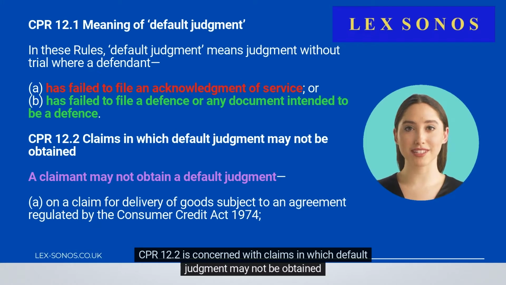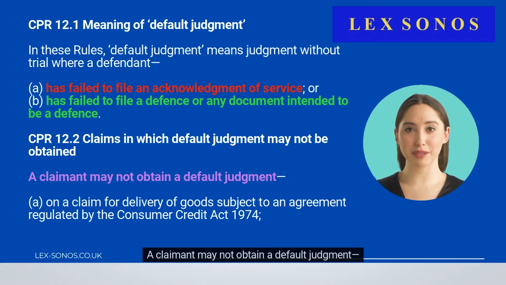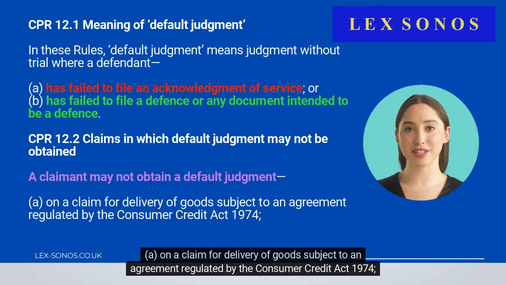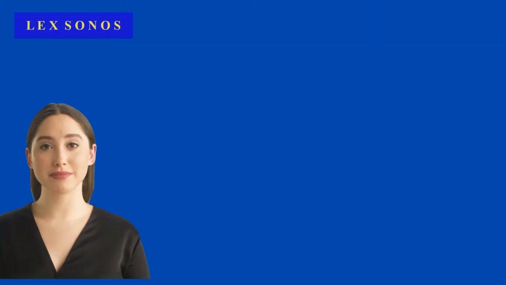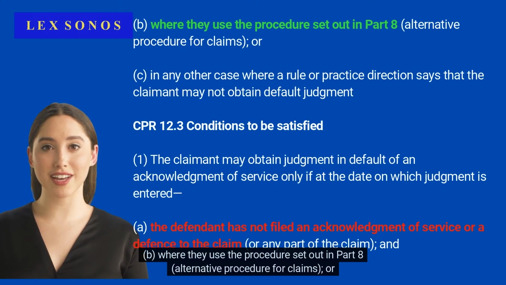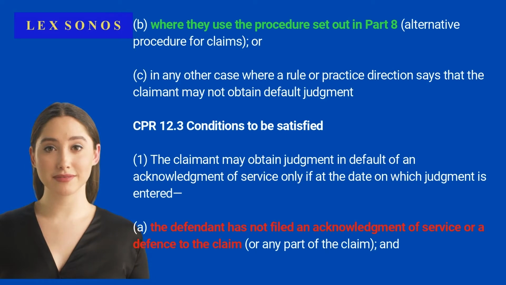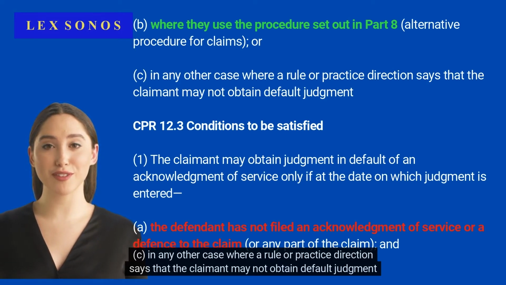CPR 12.2 is concerned with claims in which default judgment may not be obtained. A claimant may not obtain a default judgment (a) on a claim for delivery of goods, subject to an agreement regulated by the Consumer Credit Act 1974, (b) where they use the procedure set out in Part 8, Alternative Procedure for Claims, or (c) in any other case where a rule or practice direction says that the claimant may not obtain default judgment.